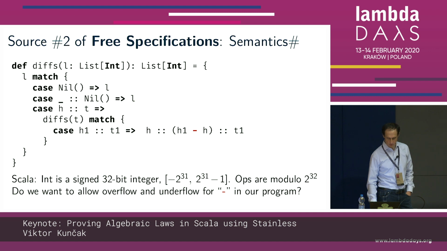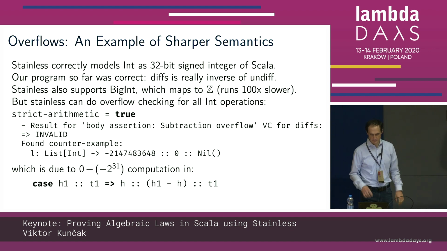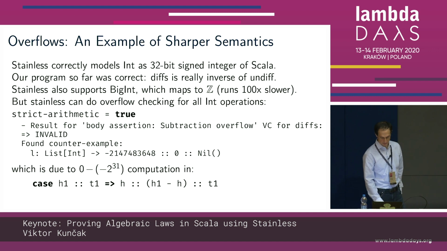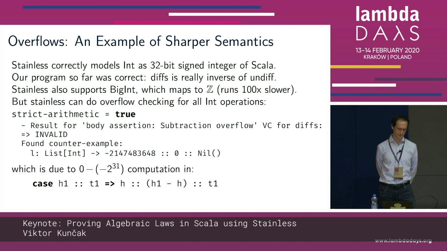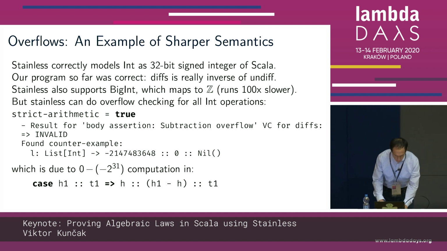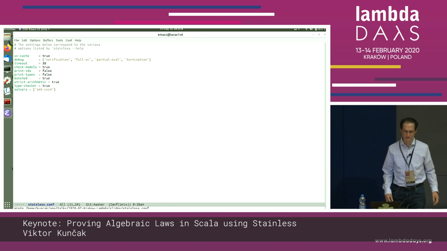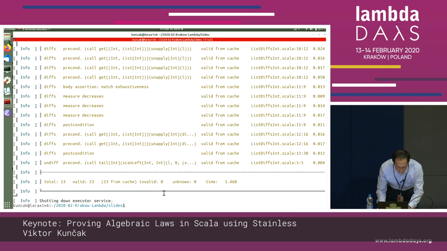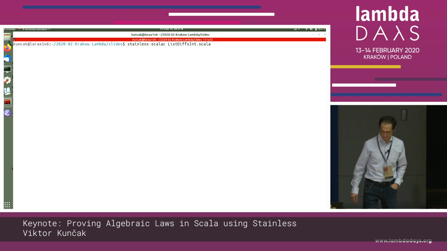And if you turn this option on, then the system for the program that we've seen actually finds the inputs for which there will be underflow during subtraction, or overflow, depending how you define it. So I can actually show you this here. There is a strict arithmetic option, which was set to false, because after all, Java semantics says that it's fine to do all these operations. The result is well defined. And so you could say that Scala semantics follows that one.